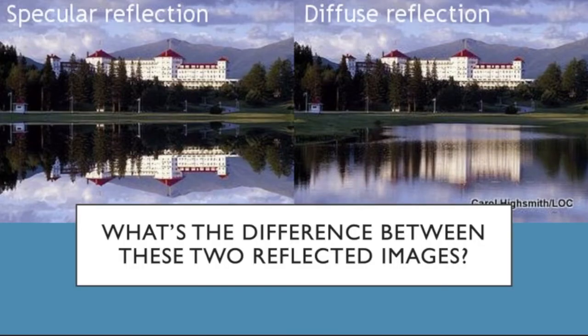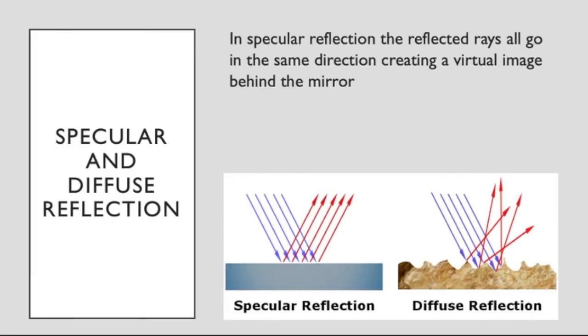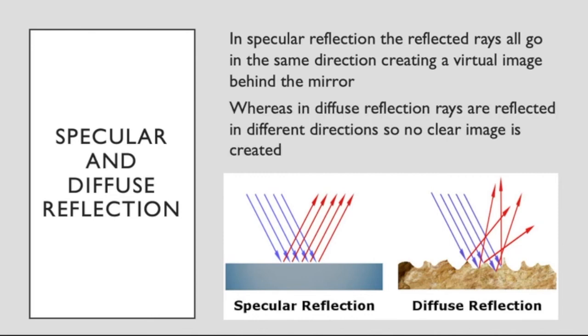What's the difference between these two reflected images? We've got one that's specular reflection and one that's diffuse reflection, and you can see the difference in the reflected images. So why is that? In specular reflection, the reflected rays all go in the same direction, creating a virtual image behind the mirror. Whereas in diffuse reflection, rays are reflected in different directions, so no clear image is created.